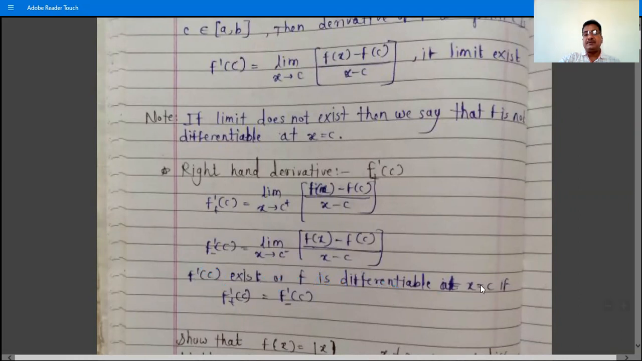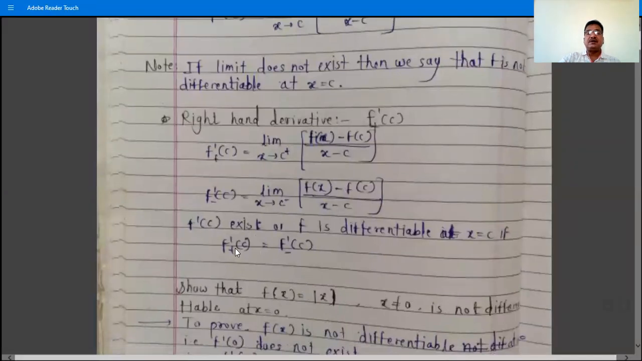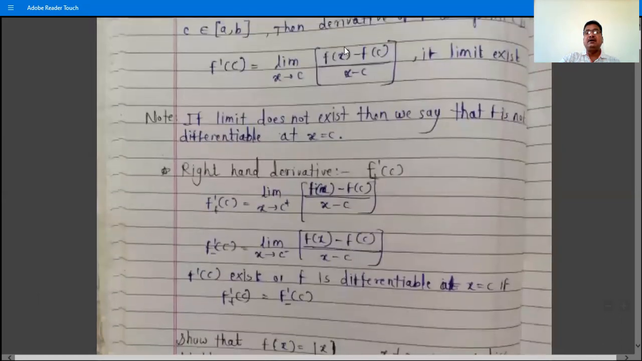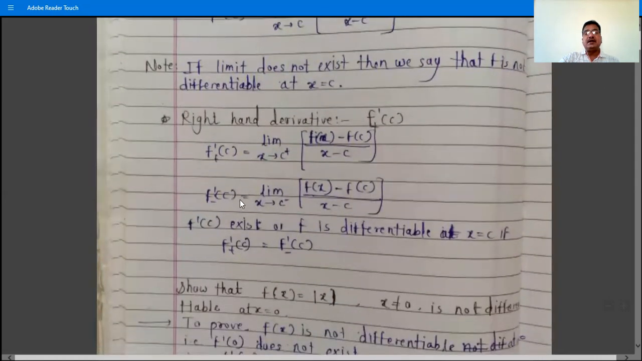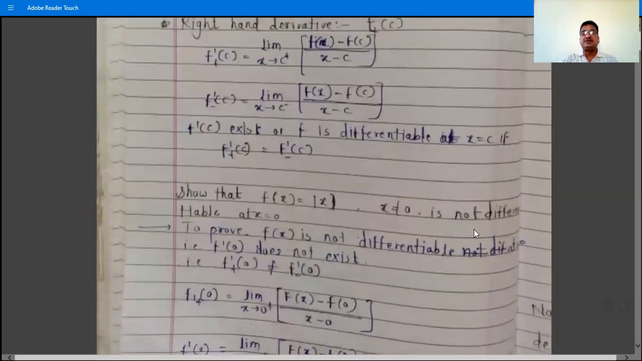we say f is differentiable at x equal to c if f dash c plus is equal to f dash c minus. This is called the right hand derivative, and this is called the left hand derivative. That is, if the right hand derivative at point c and the left hand derivative at point c are equal, then we say the function is differentiable. That is, if the right hand limit and left hand limit are equal, then this limit exists, and if this limit exists, then f dash c exists. So in another form, if the right hand limit and left hand limit are equal, then f dash c exists, or f is differentiable at x equal to c.